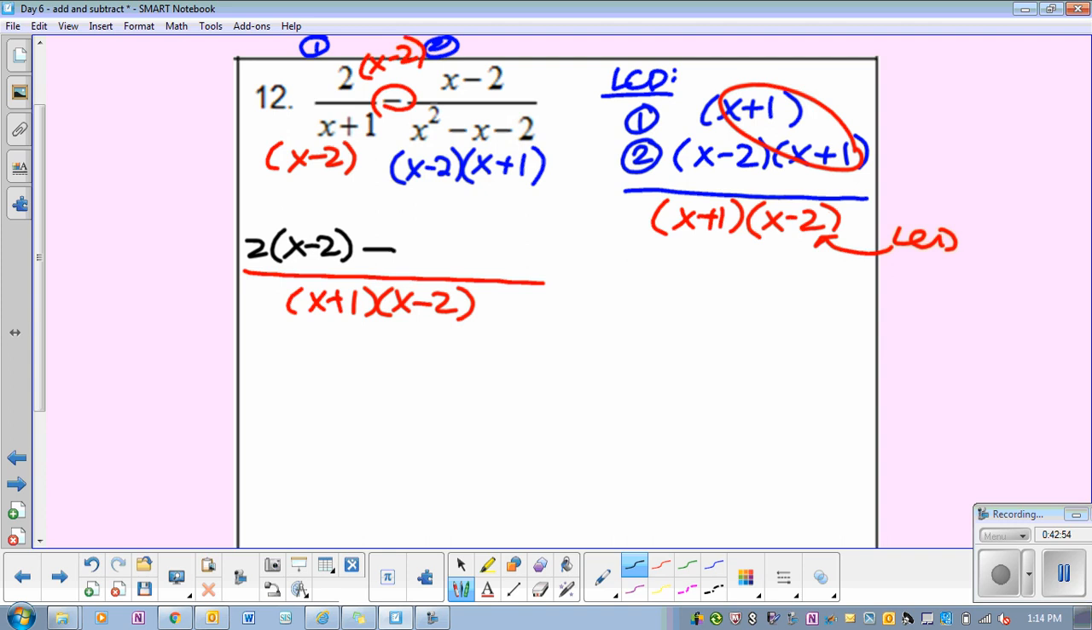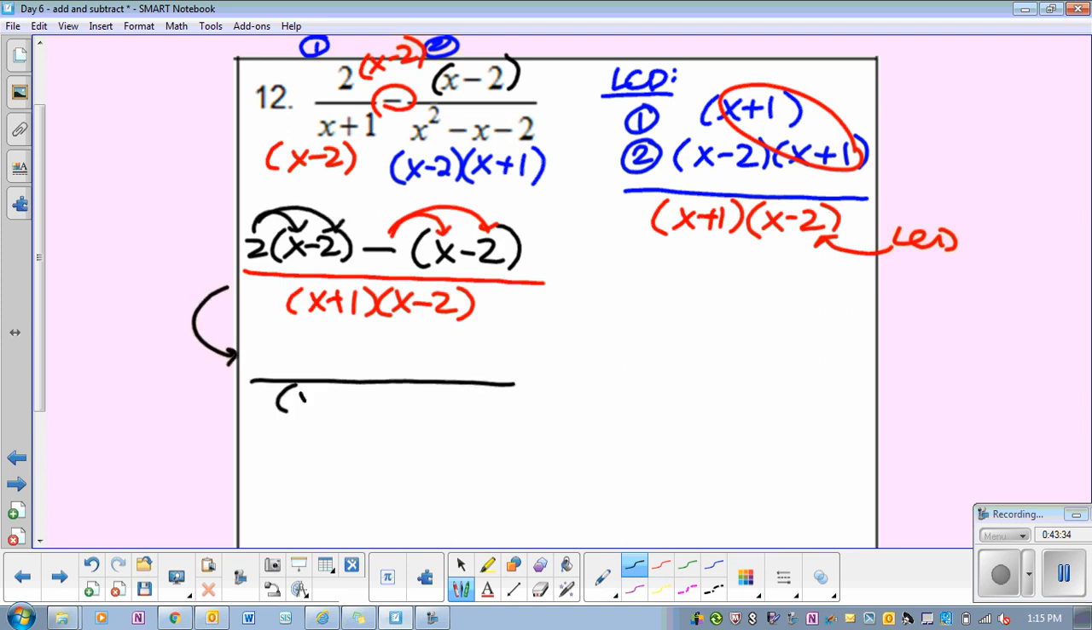Is the second fraction missing anything to look like the LCD? No. It already has both. You're looking at the denominator, because the denominators want to look like the LCD. So that one already looks like it. That one's good. So minus x minus 2. You know, this x minus 2 is really x minus 2 in parentheses. If you have a negative in front of it, you need to distribute that negative. And you need to distribute this one as well.